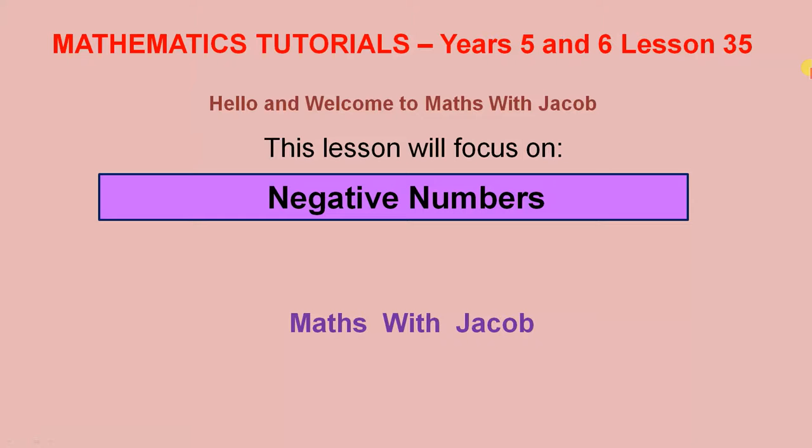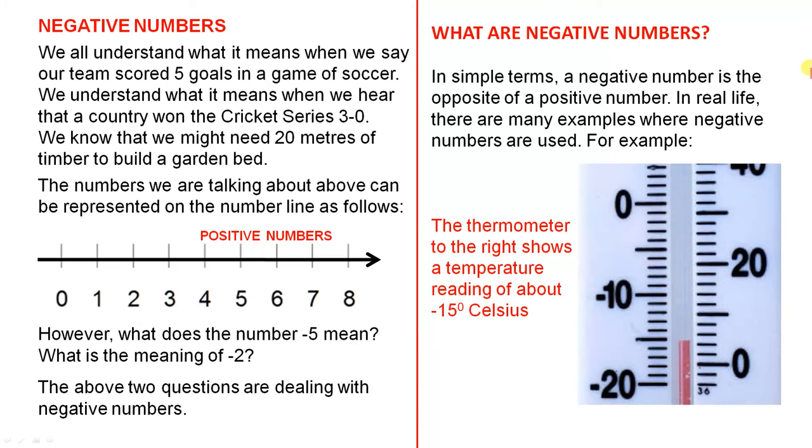This lesson will focus on negative numbers. Negative numbers. We all understand what it means when we say our team scored 5 goals in a game of soccer. We understand what it means when we hear that a country won the cricket series 3-0. We know that we might need 20 metres of timber to build a garden bed. The numbers we are talking about can be represented on the number line as follows.